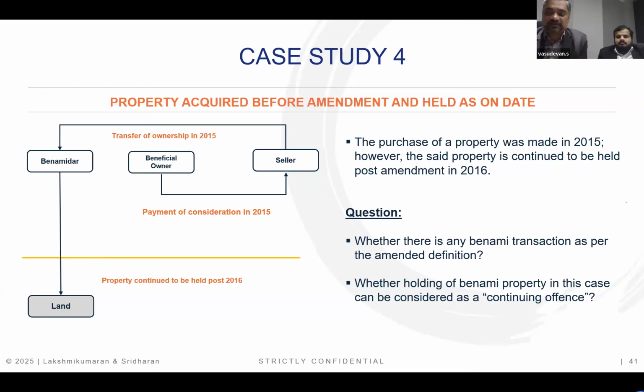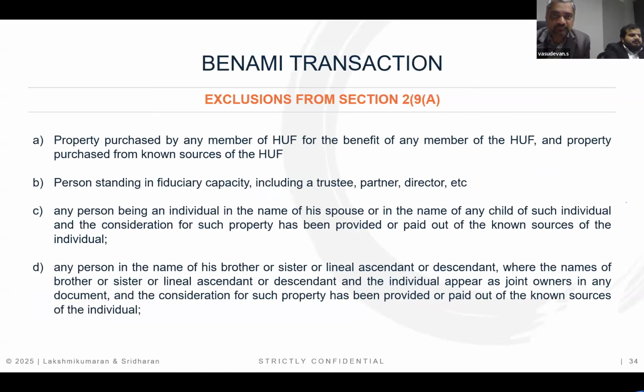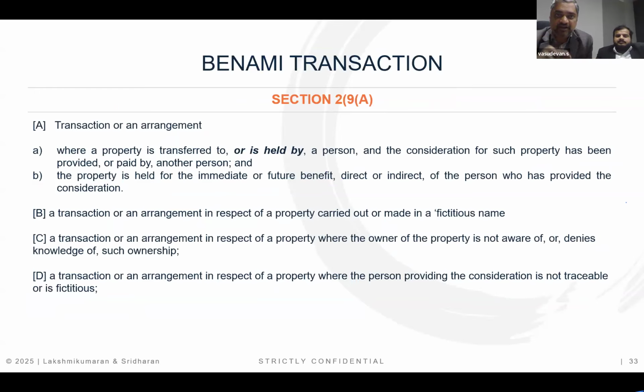Now, one aspect, again, Mahinder, if you can go back to the definition. Yeah. Like I had mentioned, I said I will come back to this point. Earlier, if you see the pre-2016 definition of Benami, it did not have this highlighted portion. So it said where a property is transferred to a person and the consideration for such property has been provided by some other person. So that means the aspect which was treated as a Benami transaction was the aspect of transfer.